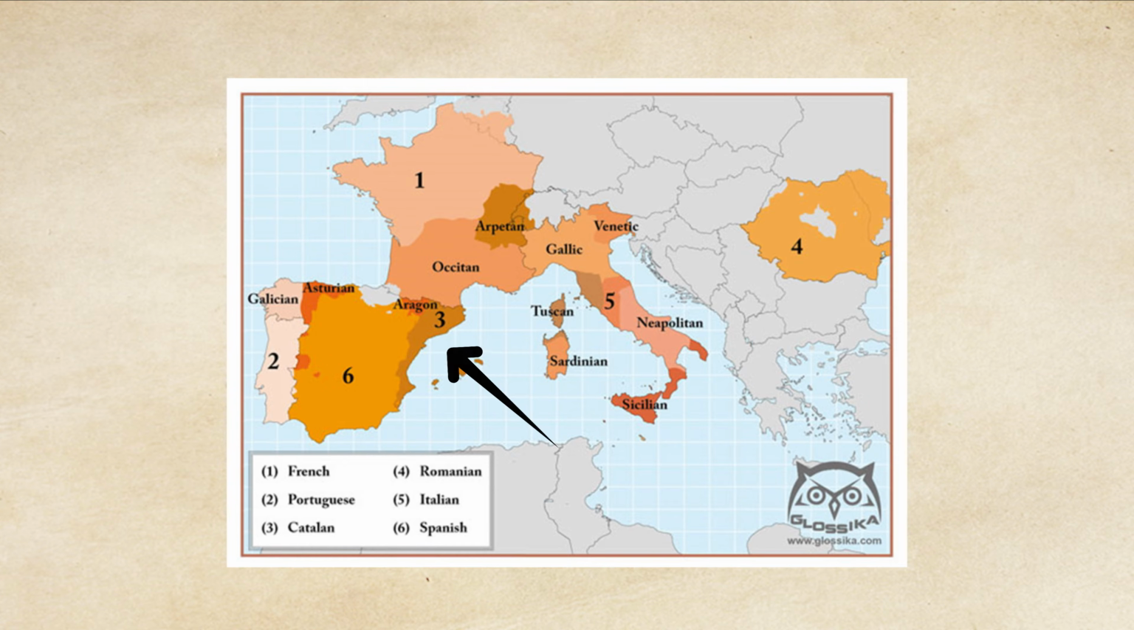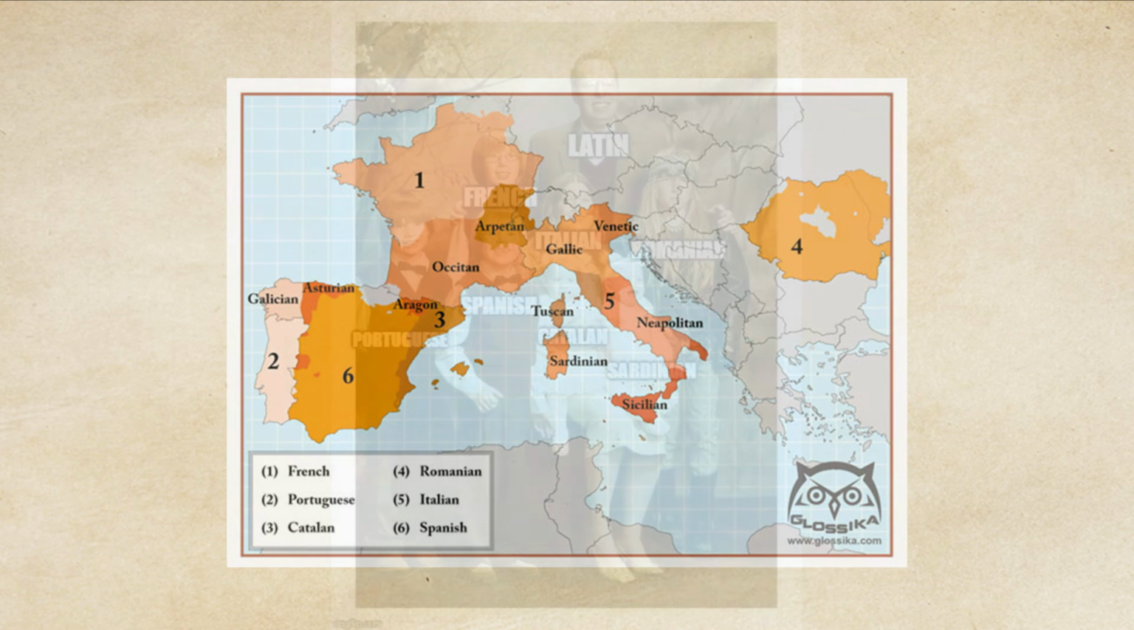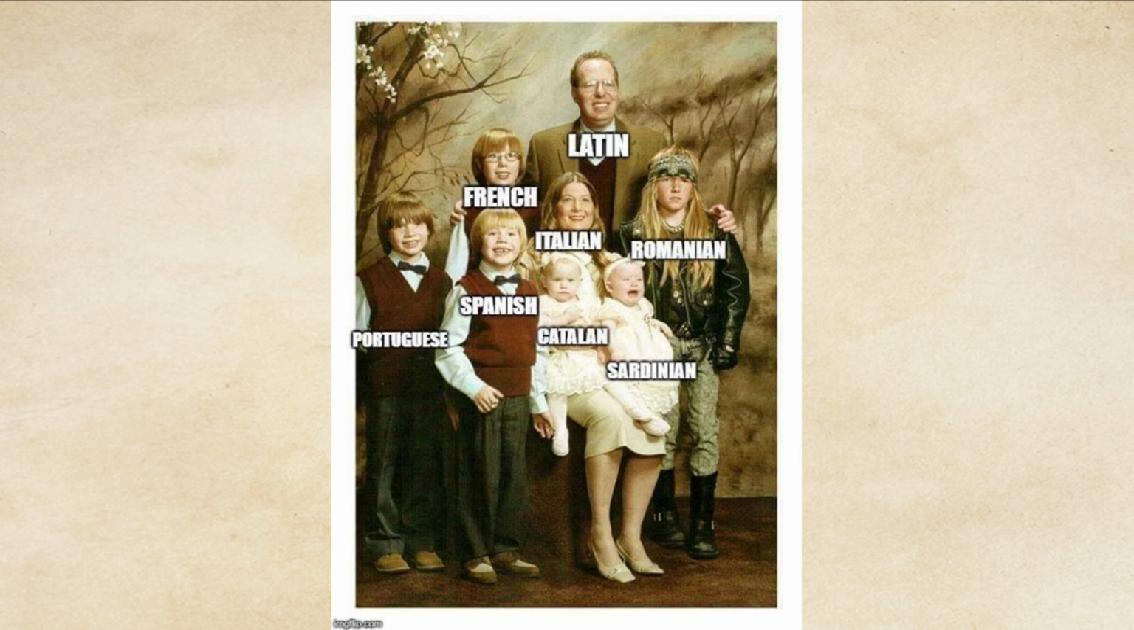Another language here is Catalan. Here, this is Portugal. Portuguese also comes from Latin, but with its own things. Here, all the way here in Romania, Romanian, and here French. Those are the most important Romance languages. Now, this is a funny picture. It sees Latin as the dad who founded his whole family.